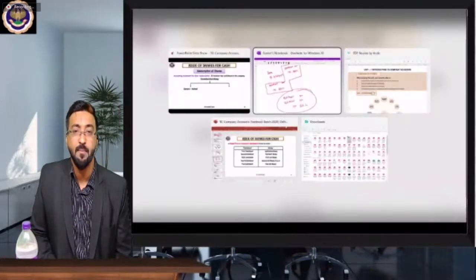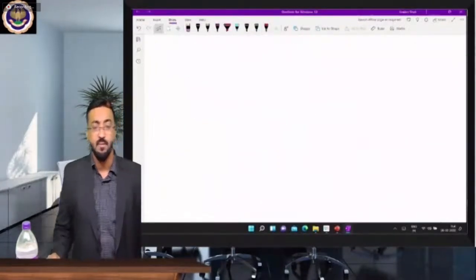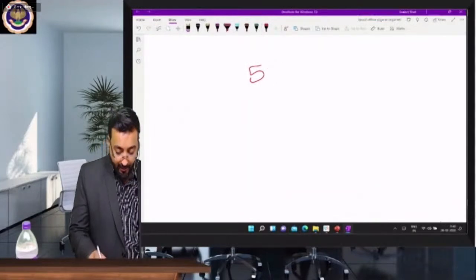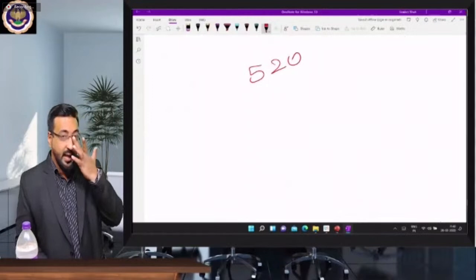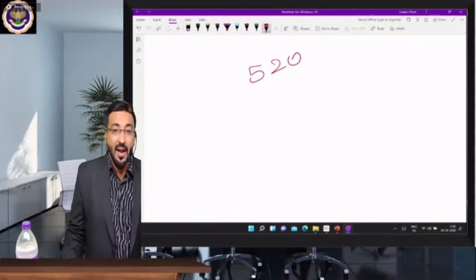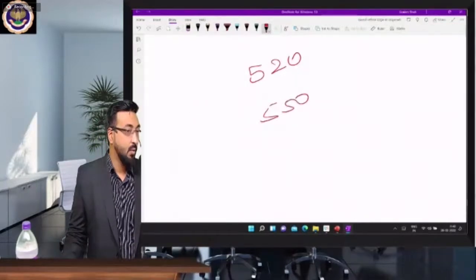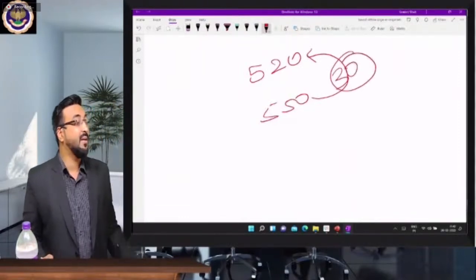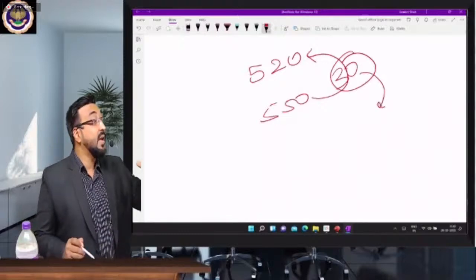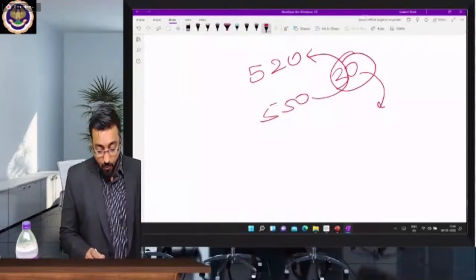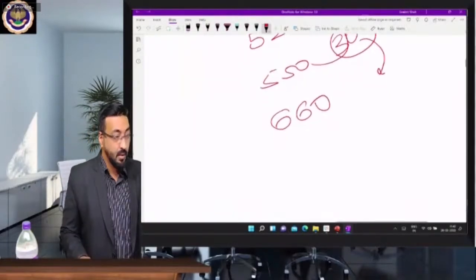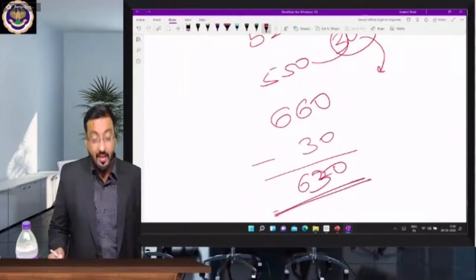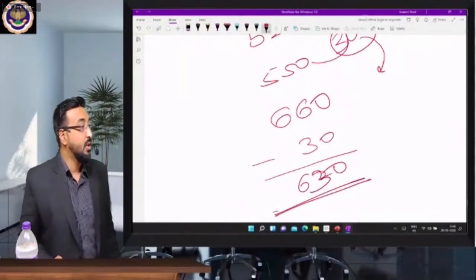For example, very simple beta, I will tell you an example from your real life. If your electricity bill is 520, but your dad paid 550 rupees. So what is the excess amount he paid? 30 rupees. Now the electricity company will adjust this 30 rupees in the next month's bill. Suppose your next month's bill is 660, but you have to pay 660 less 30, so 630. So in the next amount, you will adjust this money.